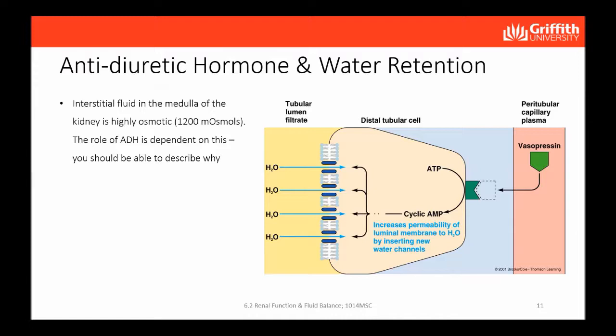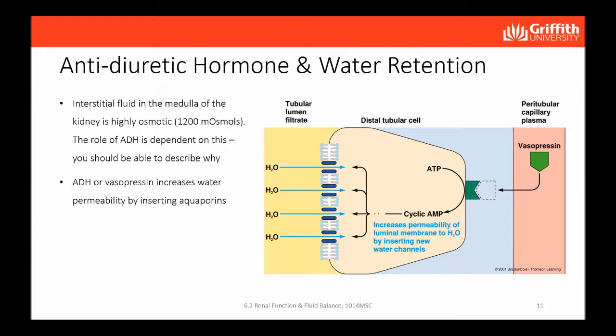Anti-diuretic hormone, as the name suggests, inhibits urine output, or diuresis. The interstitial fluid in the medulla of the kidney is highly osmotic, with an osmolarity of roughly 1200 milliosmoles. If given a chance, water inside of the nephron tubules would diffuse into the medulla by osmosis. ADH makes the cells of the collecting ducts more permeable to water by inserting aquaporins into the membrane. The amount of ADH determines the number of aquaporins, and thus the amount of water that is reabsorbed.